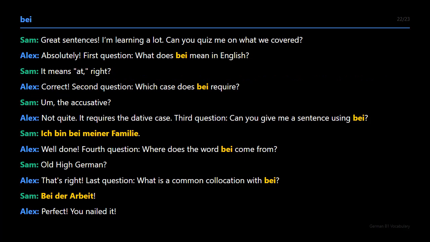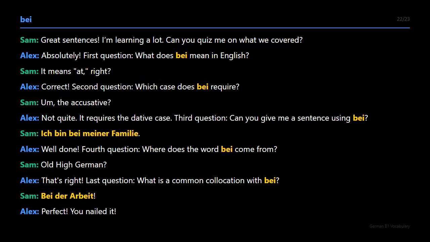Ich bin bei meiner Familie. Well done! Fourth question, where does the word Bei come from? Old High German. That's right. Last question, what is a common collocation with Bei? Bei der Arbeit.